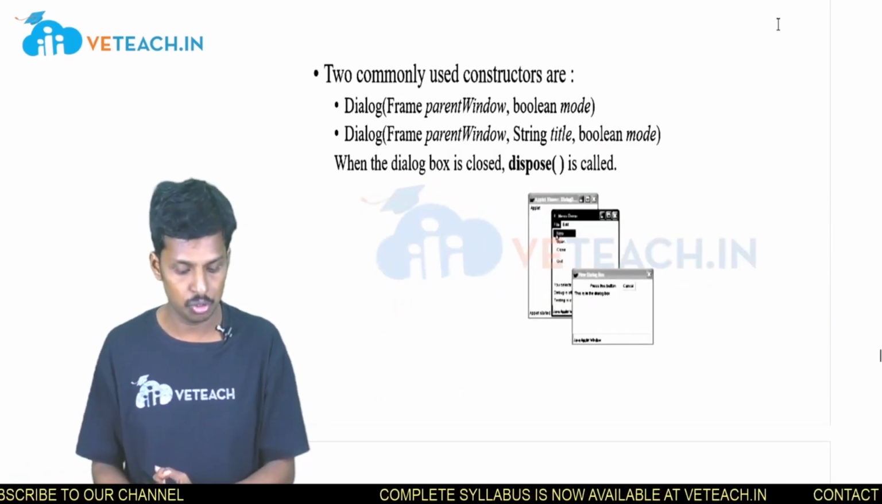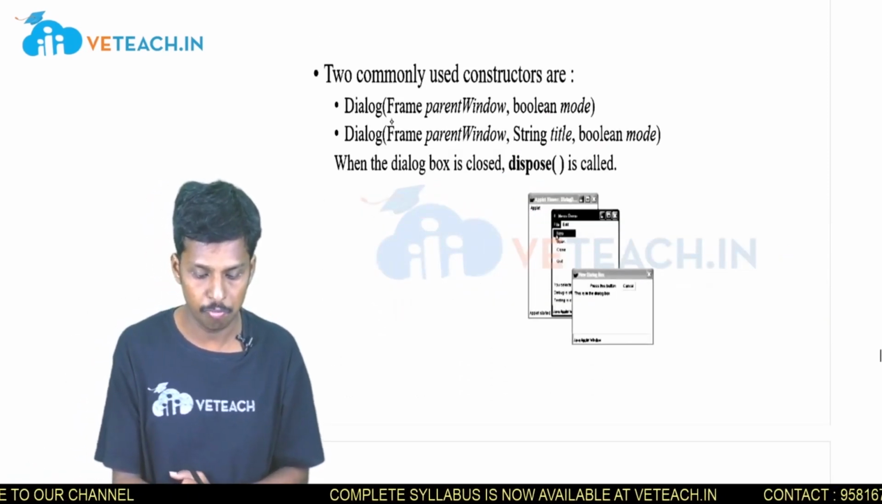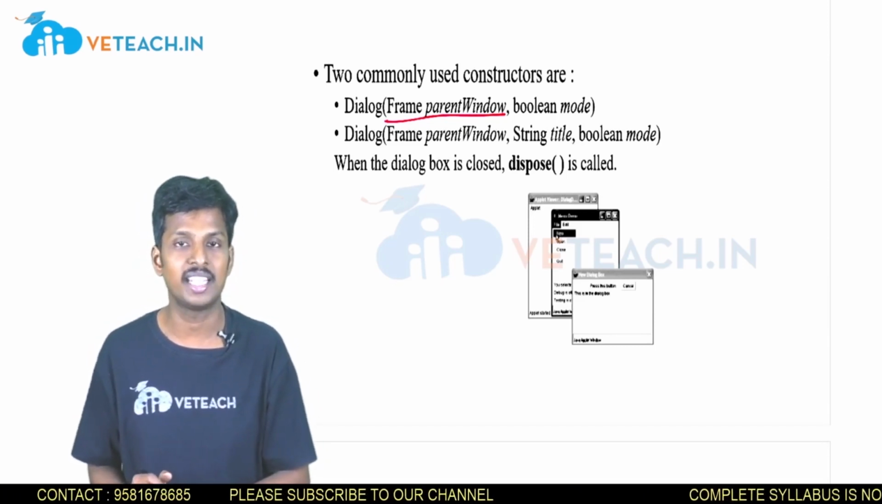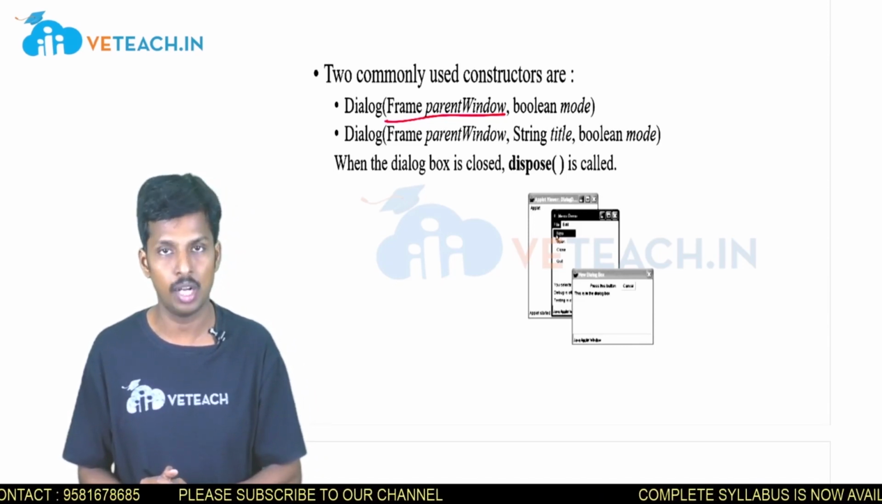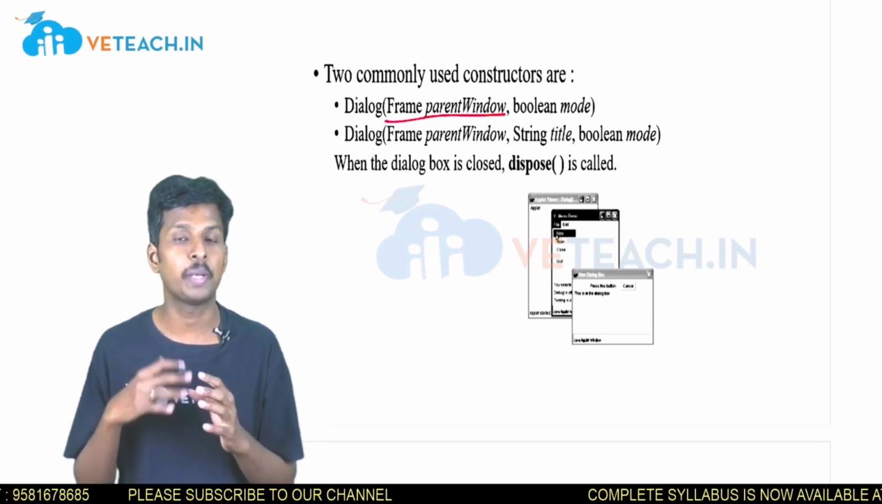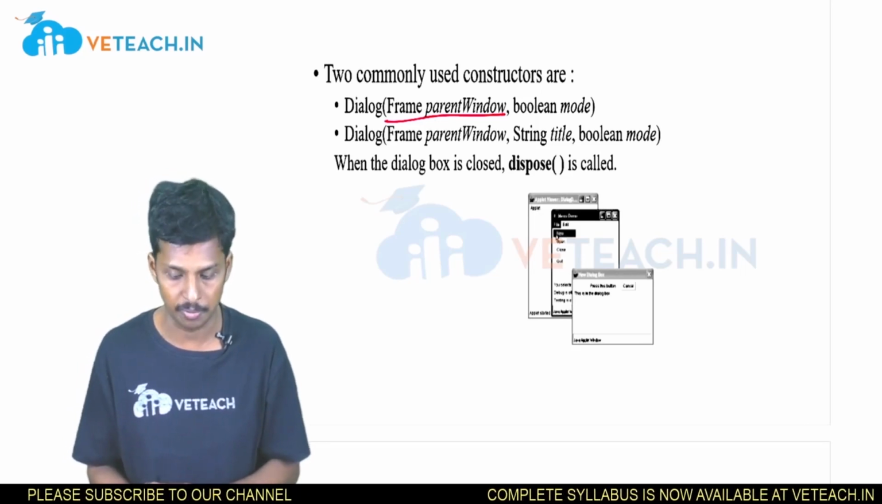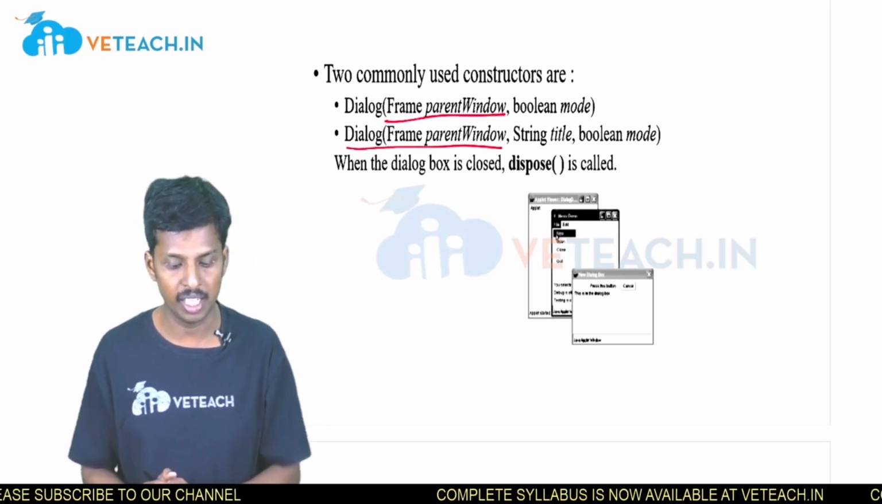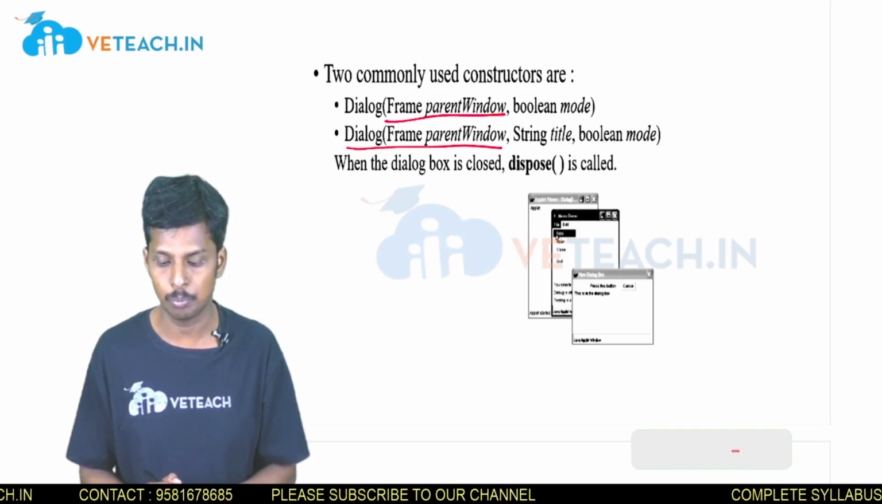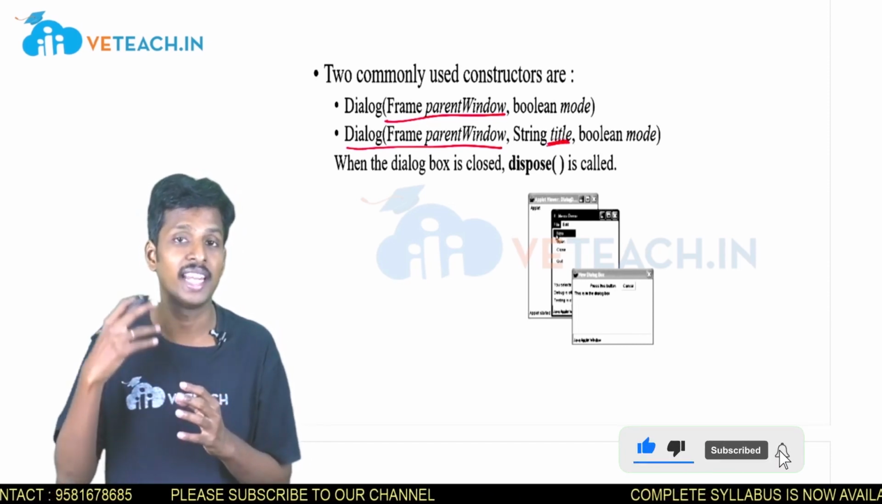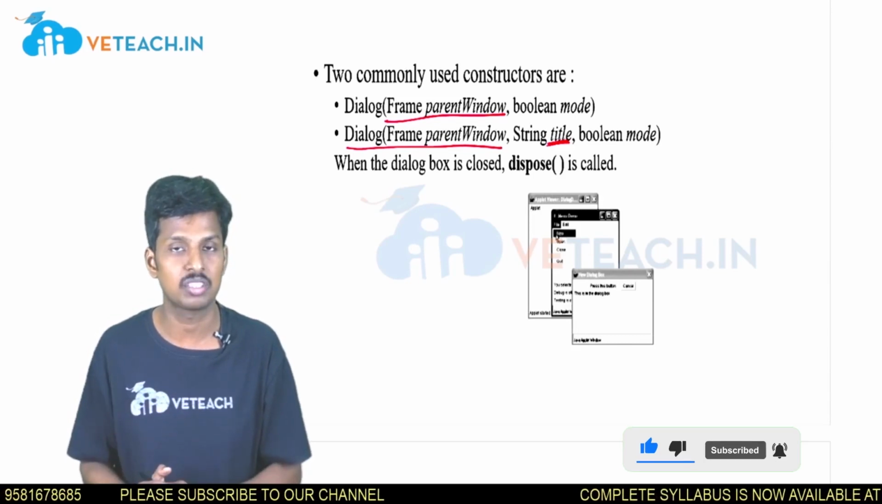Next, the two commonly used dialog box constructors are Dialog(Frame parentWindow, boolean mode). The boolean mode can be used to set whether it is modeless or modal. The parent window tells on which parent window this has to be displayed when a user selects an option. Dialog(Frame parentWindow, String title, boolean mode). So this title is used to give a name or the title to the dialog box that is opened.